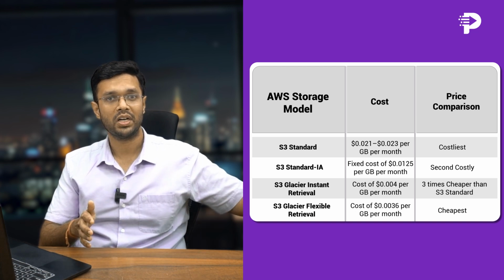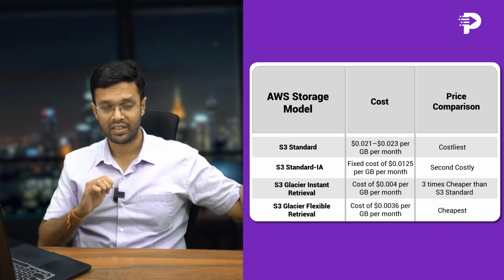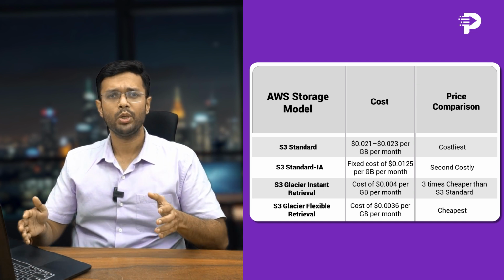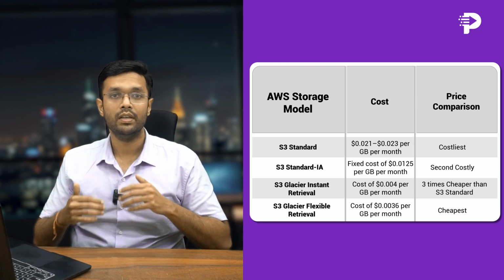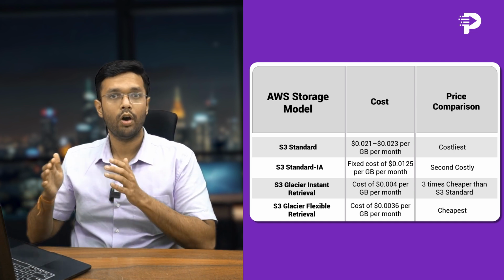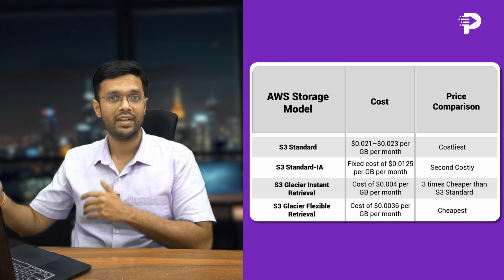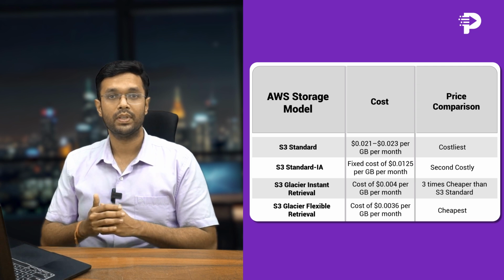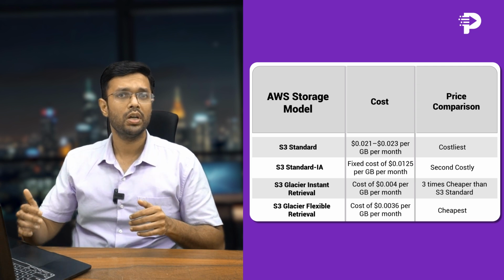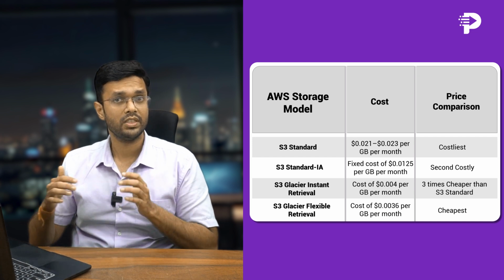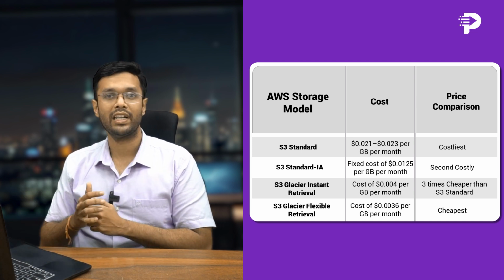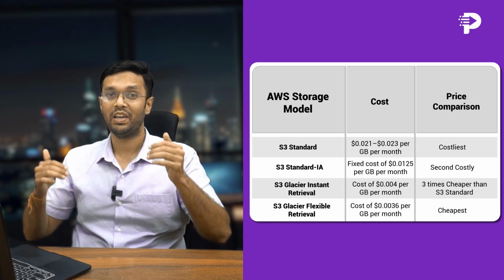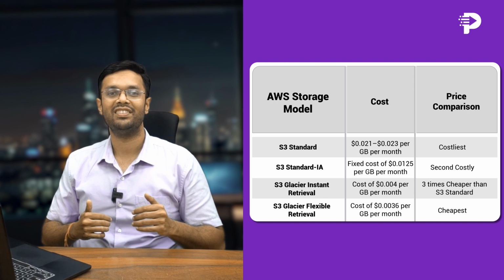As you can see in this chart, there are 4 types of S3 storage models. Number 1, S3 Standard, which is used for frequently accessed data. Number 2, S3 Standard Infrequent Access, also known as S3 Standard IA. This provides cheaper storage for less frequently accessed data. Next comes S3 Glacier Flexible Retrieval, which is the cheapest storage and comes with longer retrieval times. So your users might be a little irritated as they have to wait longer to see their files.